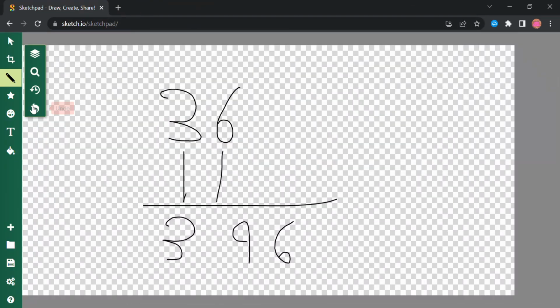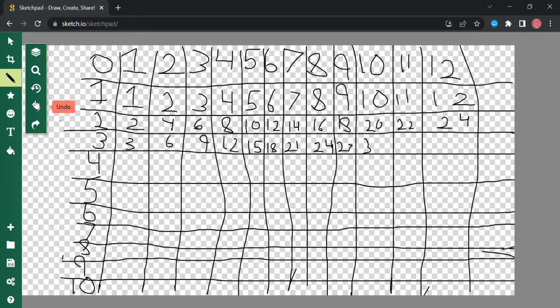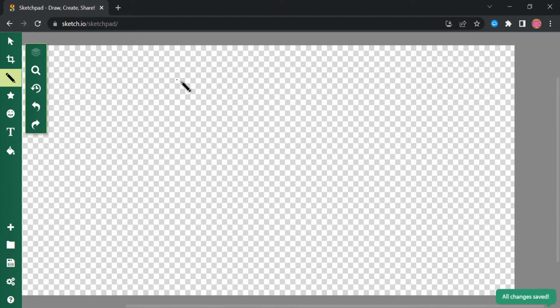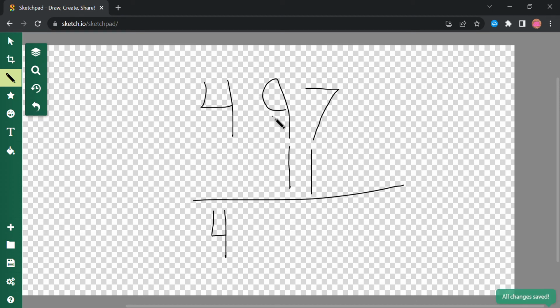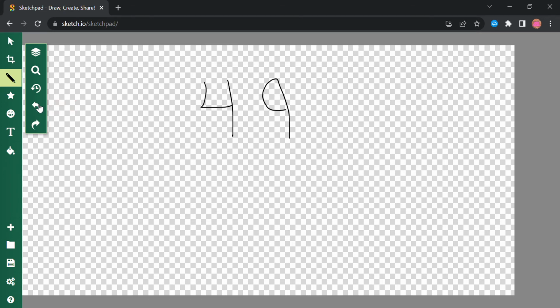So that's how you do it for 2-digit numbers, or anything that really involves that. But if you have a bigger number, for example, 4, 9, 7, multiplied by 11, it doesn't work the same way. Yes, if you put the 4 here, but then you add 4 plus 9 is 13. I'll do a different example first, actually.